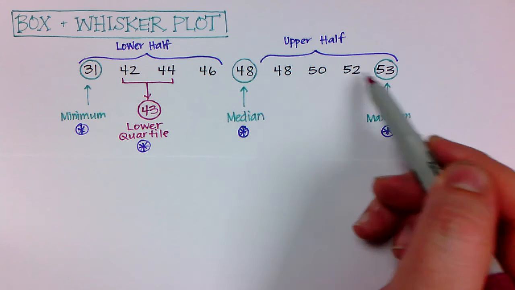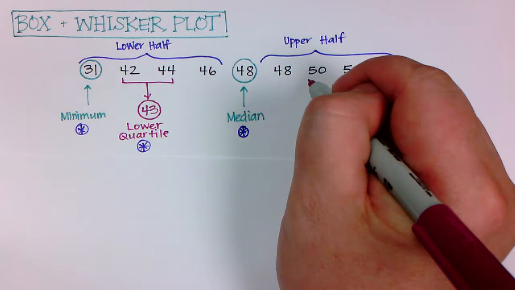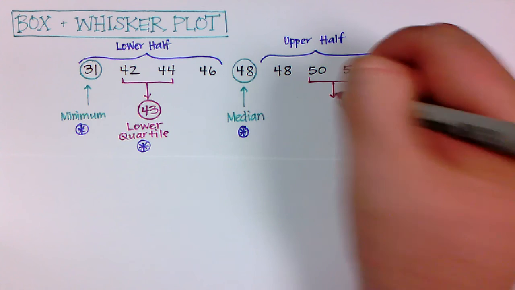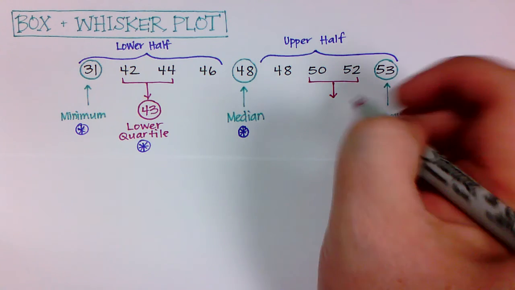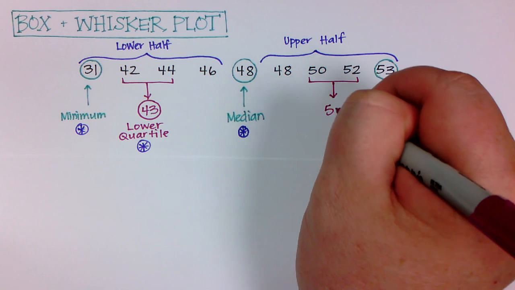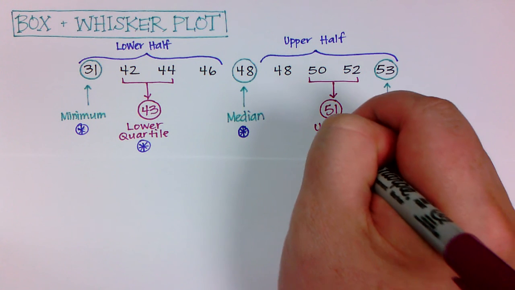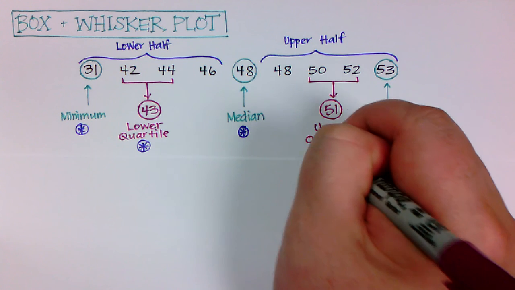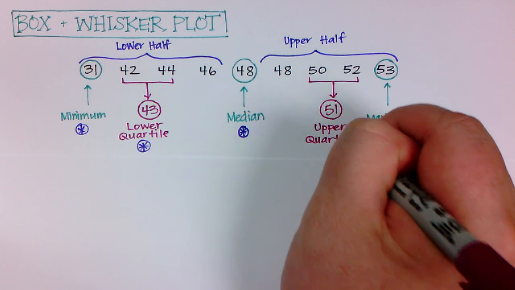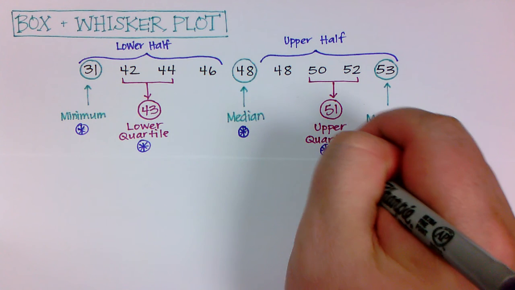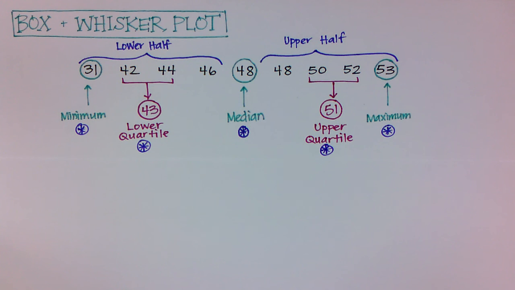And then looking at the upper half, those top four, I'm going to find the median of those. And since there's not an exact median, let's find it. Between 50 and 52 is the number 51. This one is called the upper quartile. Okay, so that's it. So now on to our drawing.